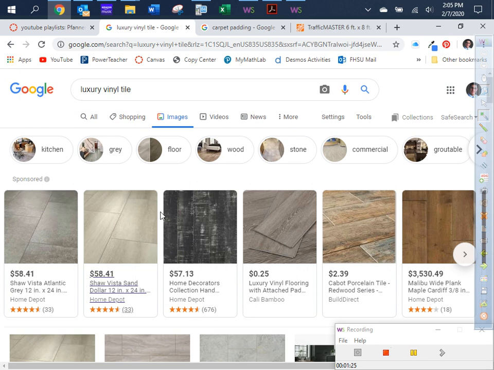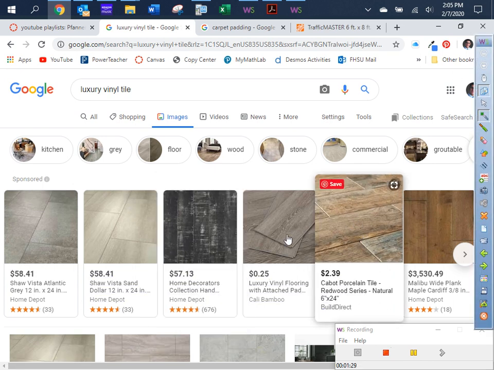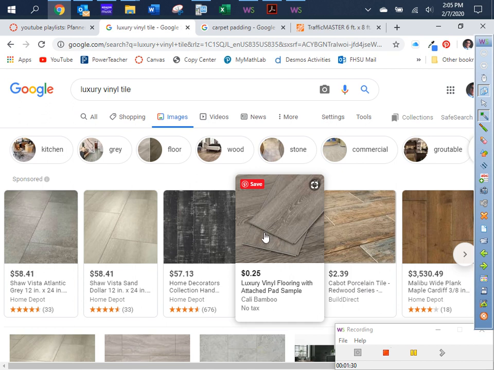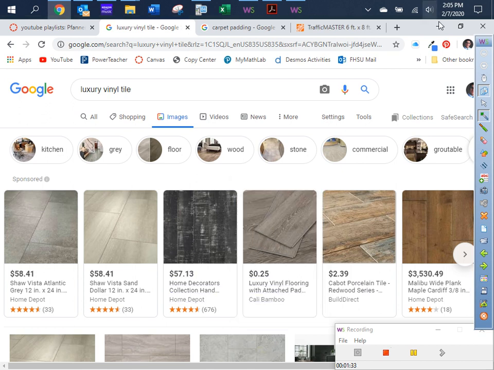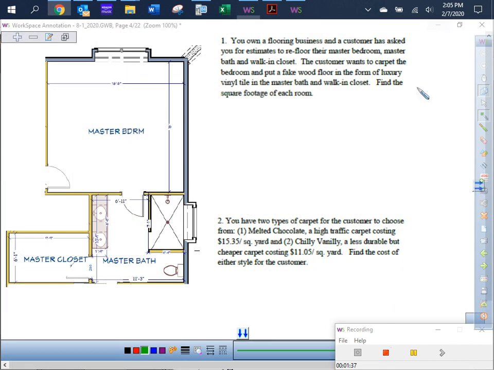So this is luxury vinyl tile, just kind of in case you've never seen that before. It's not really tile, it's kind of like fake wood, but it's made of vinyl. So just in case you're curious, and there's tons of different types out there. But let's see what's going on. It says find the square footage of each room. So here we go. We got all these different rooms.